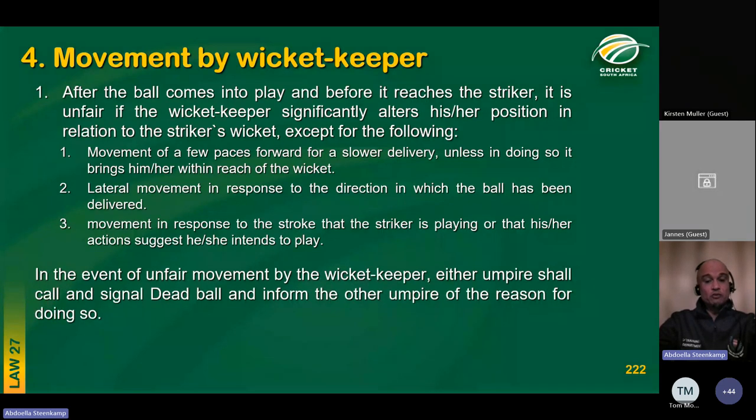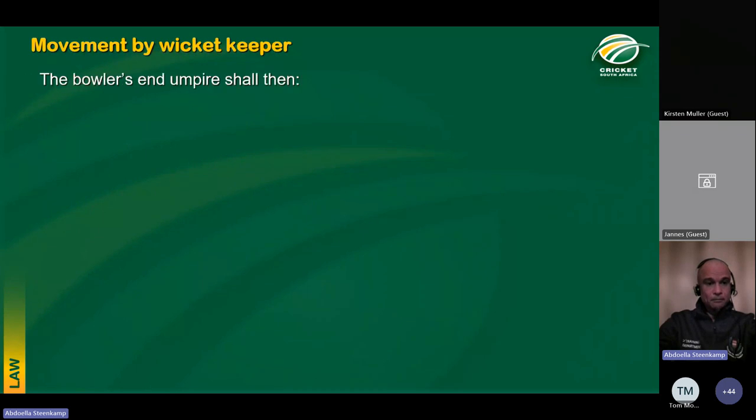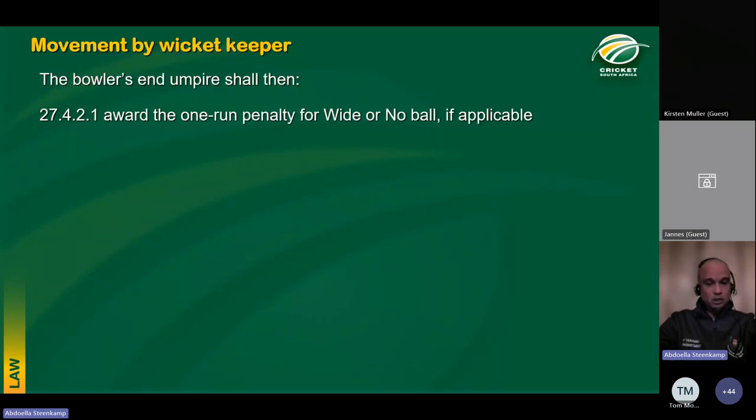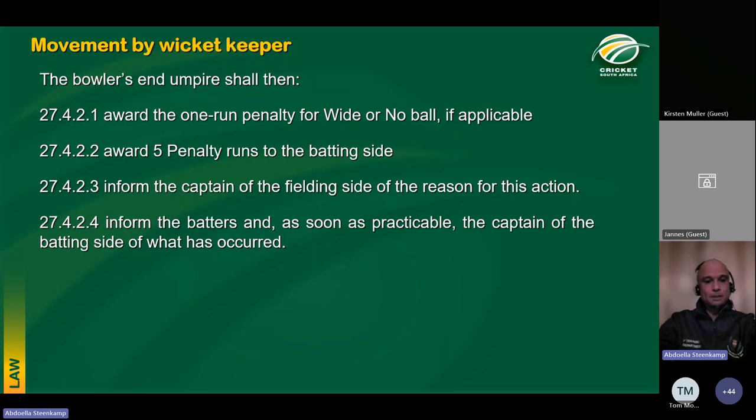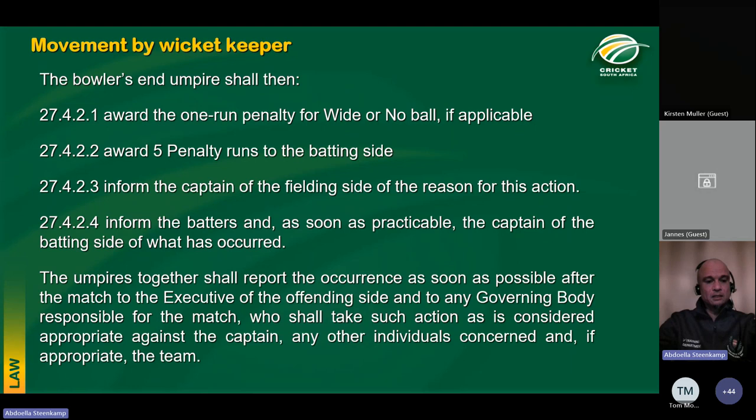So if there is unfair movement by the keeper, either umpire is to call and signal dead ball and shall then inform the other umpire why. Additionally, the bowler's end umpire, if there was a no ball or wide, that shall count. 5 penalty runs to be awarded to the batting side. Inform the captain of the fielding side why. Inform the batters and, when possible, captain of the batting side, and then to report this to the governing body.